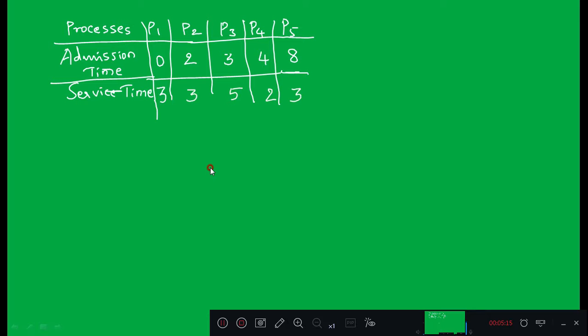Okay, where we have 5 processes and their admission times and the service time. We will start with the timing diagram. So at what time a particular process enters and at what time it leaves, right?